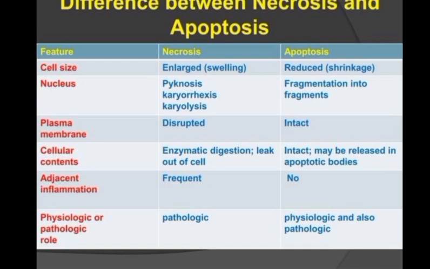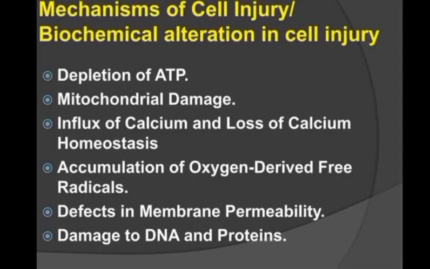In necrosis, adjacent inflammation may happen frequently. In apoptosis, there will be no inflammation. Here, a pathological role will take place, and macroscopical changes will be seen. In apoptosis, there will be physiological and also pathological roles.